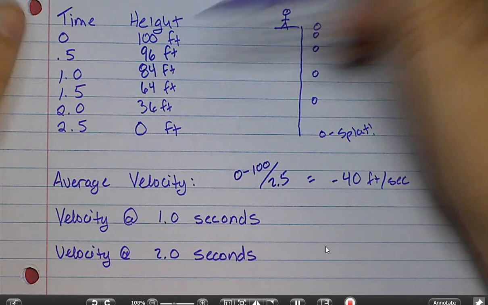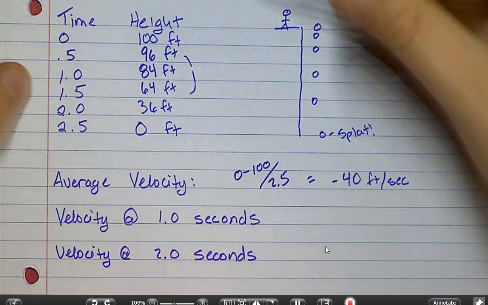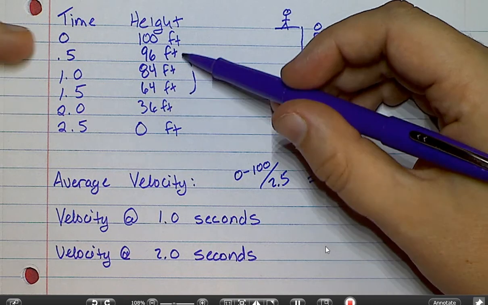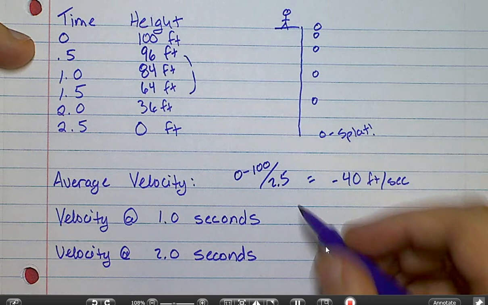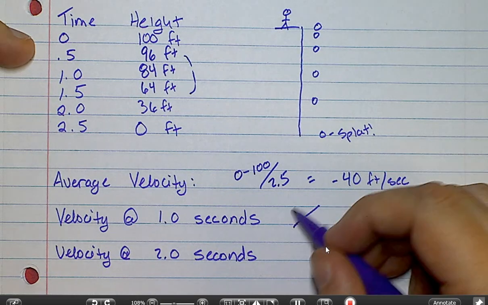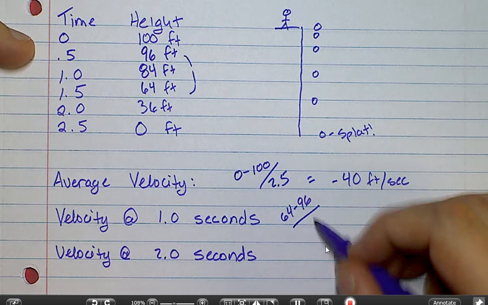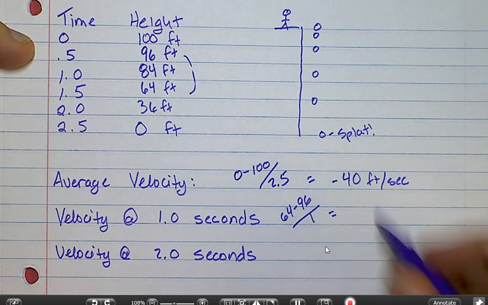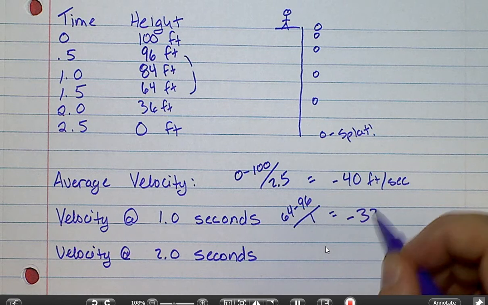So from 0.5 seconds to 1.5 seconds, what's the displacement between those two? 1 second is the time, and 32 is the feet. So it's going from 64 minus 96, divided by 1. So the velocity isn't going to be 32 feet per second, it's negative 32 feet per second.